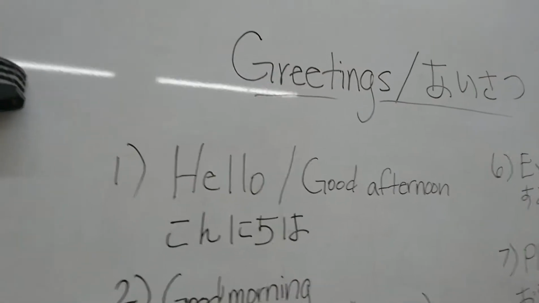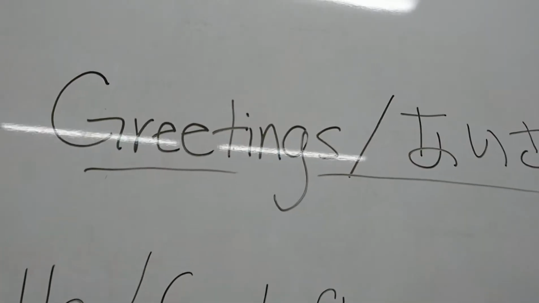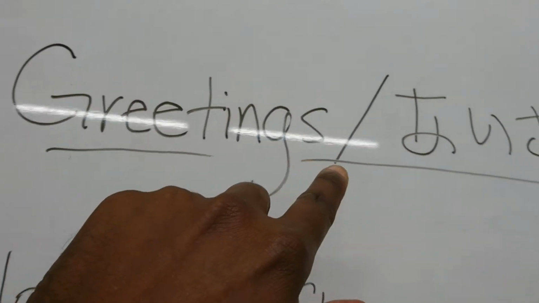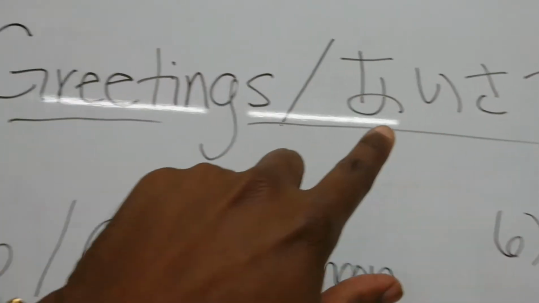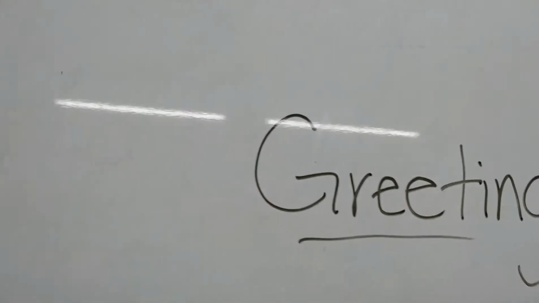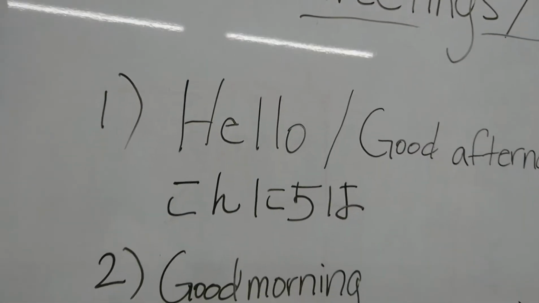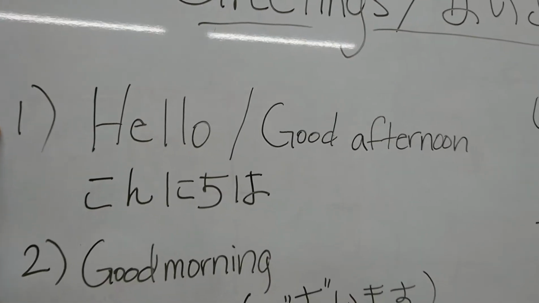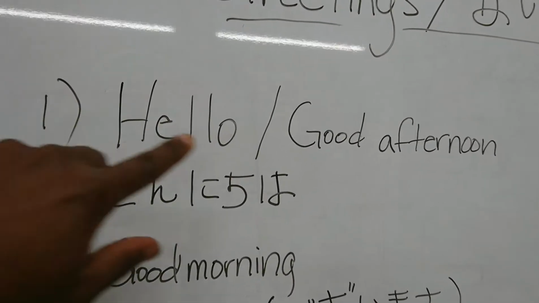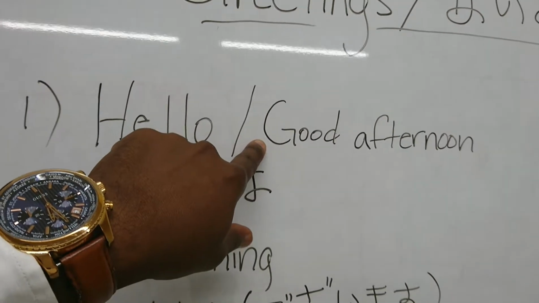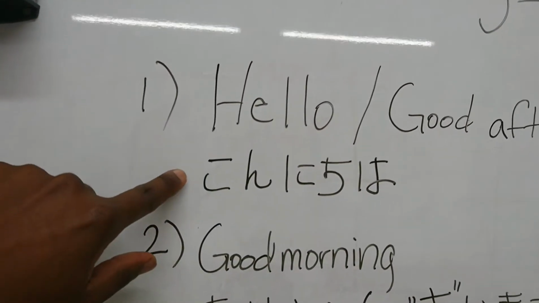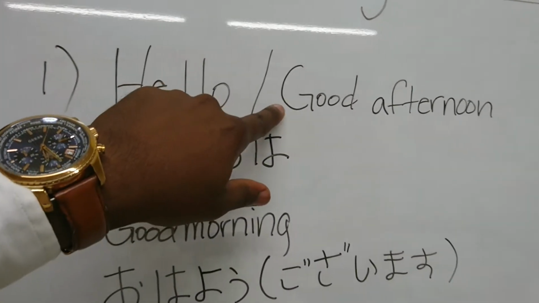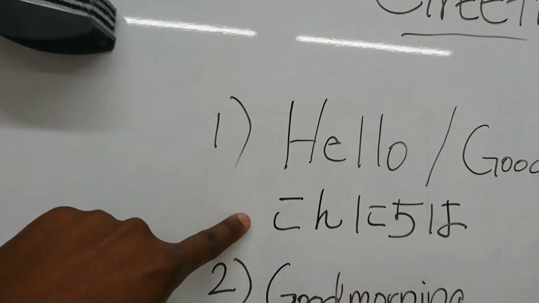And here's my list. And at the top here, we have greetings. Greetings, or aisatsu for greetings. So when we first normally meet someone, we say hello. Hello. Or we can say good afternoon, which is konnichiwa. Good afternoon is konnichiwa.